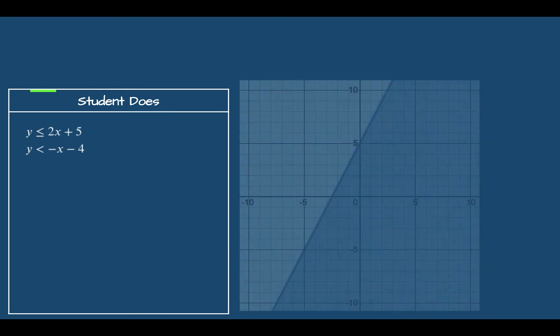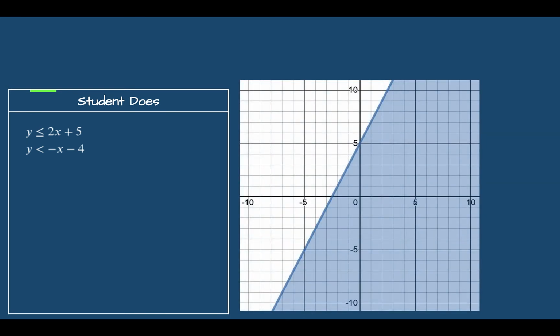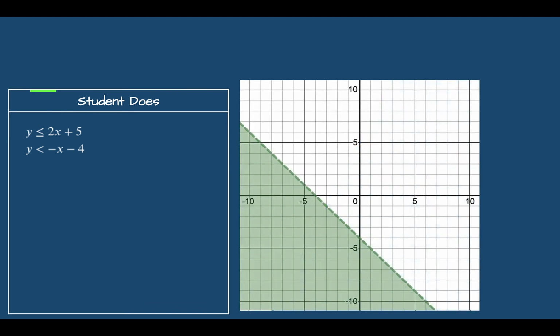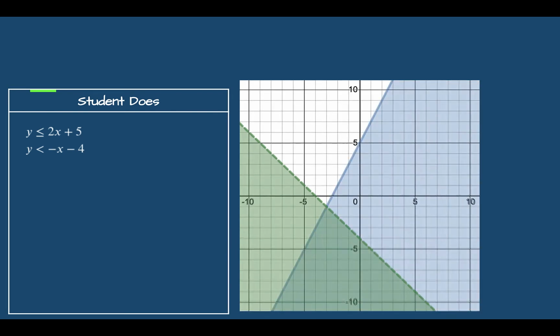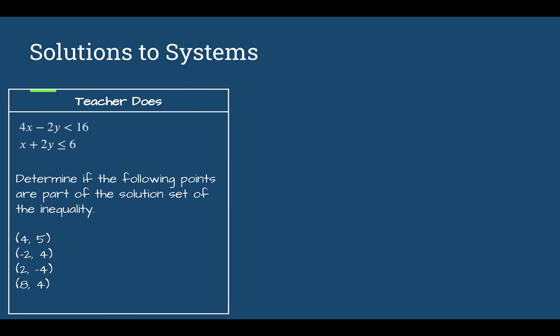Let's check. So your first inequality should have looked like this. Your second inequality should have looked like this. Put them together, we can see the double shaded region at the bottom. Let's look at the next example where we're going to determine if some points are part of the solution set.